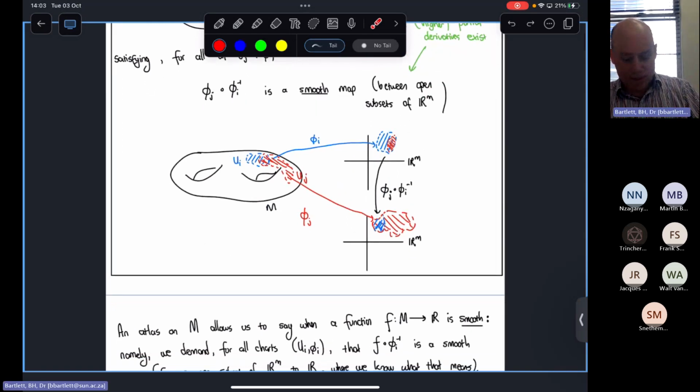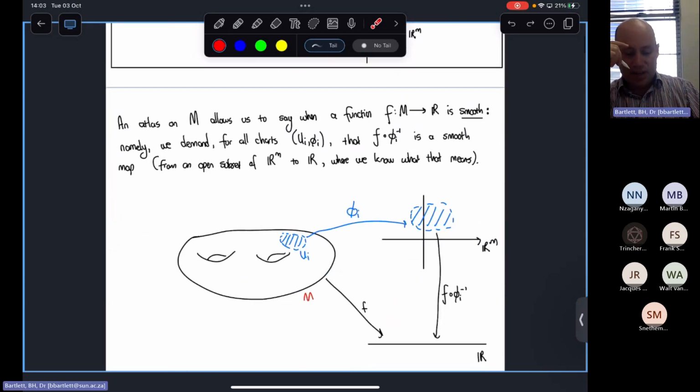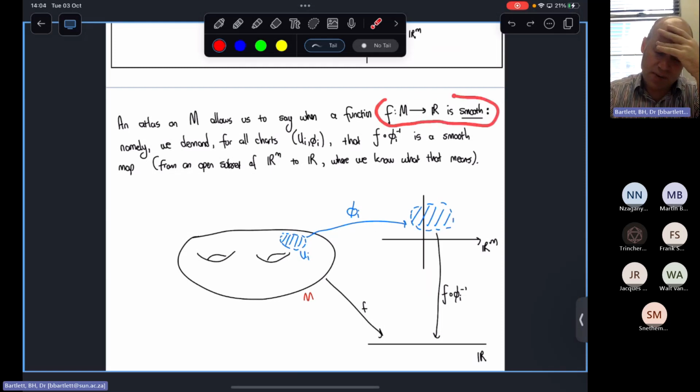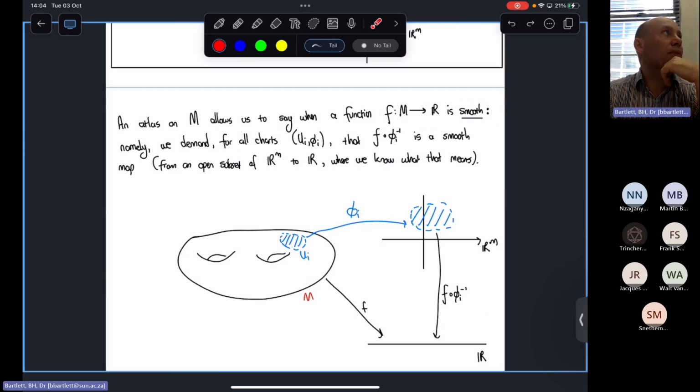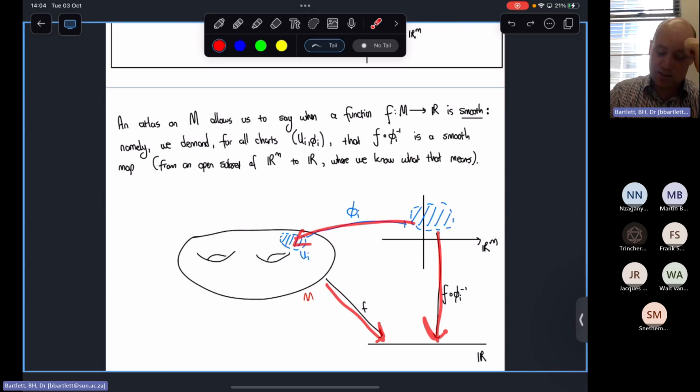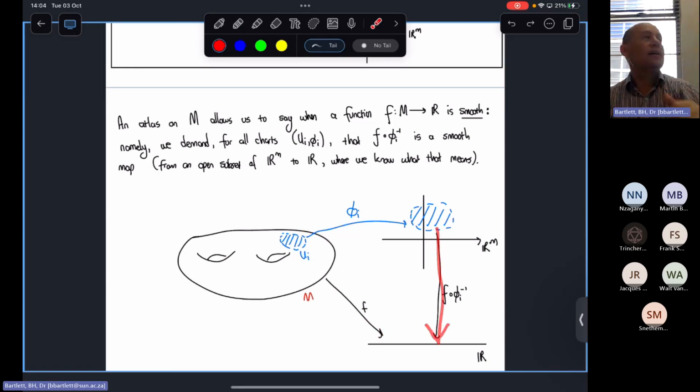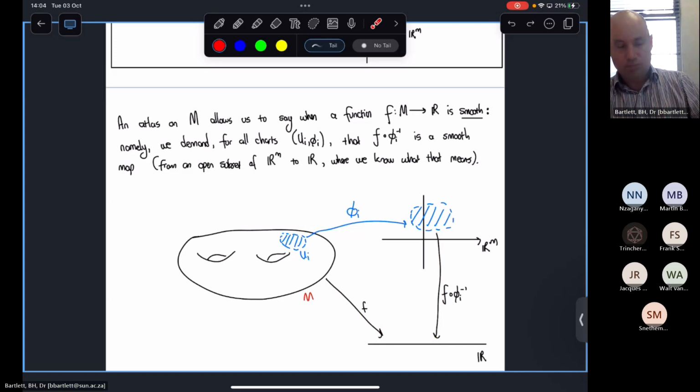All right. And then we said that the purpose of an atlas is that it allows us to say when a function defined on our space is smooth, namely we say that such a function is smooth if relative to all charts, this function expressed in the chart, i.e. you first go back from the chart into the manifold and then you apply the function, so that's this composite map. This composite map here is a smooth map from Rm to R, or at least from an open subset of Rm to R. What does that mean? That just means all of its higher partial derivatives exist.